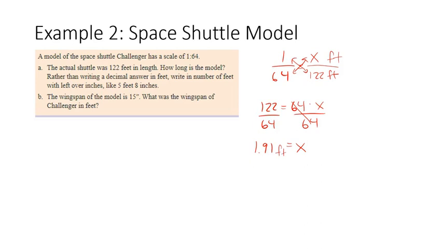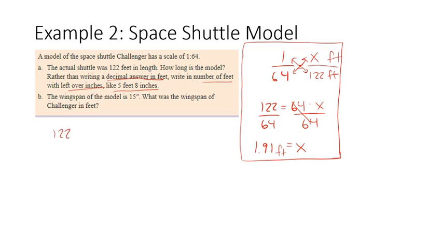But here, rather than writing the decimal answer in feet, write a number of feet with leftover inches, like 5 feet, 8 inches. So rather than solve this in terms of feet, let's solve the problem in terms of inches. The actual shuttle is 122 feet. There are 12 inches in every foot, which means the actual shuttle is 1,464 inches.